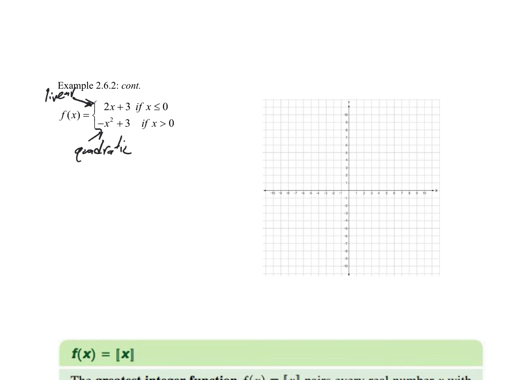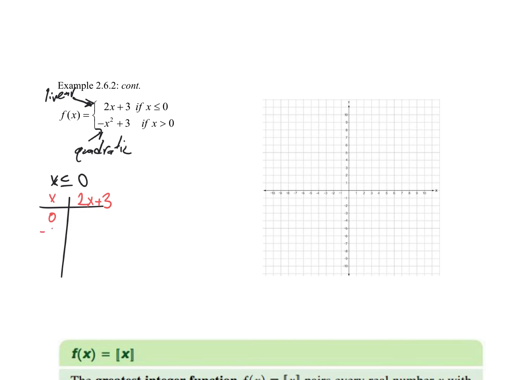Okay, so let's just start with the first section. Let's just start with x less than or equal to 0. And again, we'll make a little table. Let's use red for this side, x, and we're going to have 2x plus 3. And so again, I'm going to start from 0.